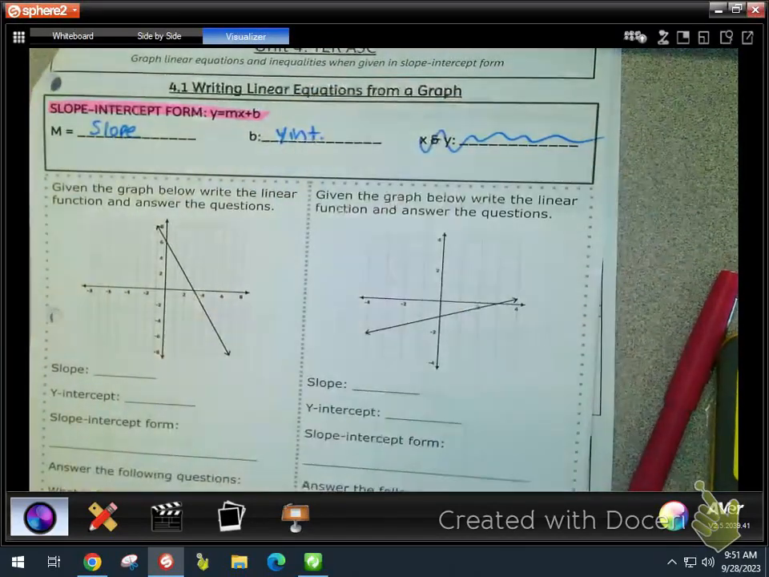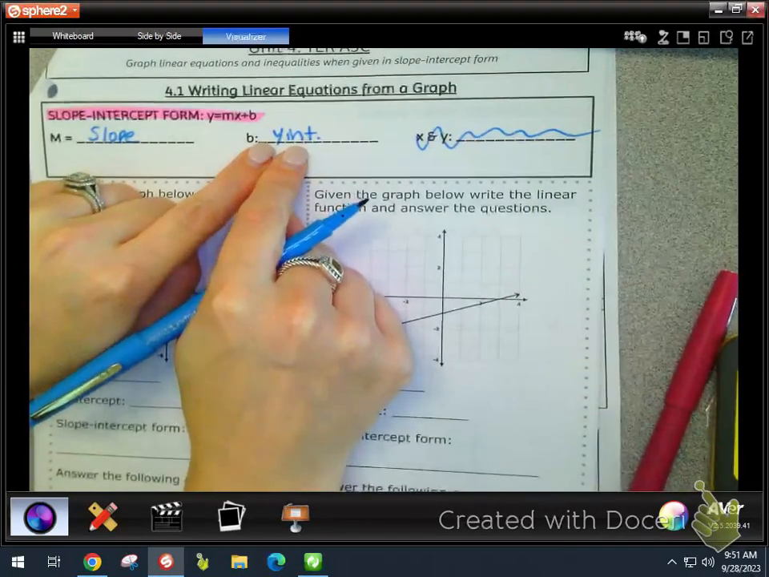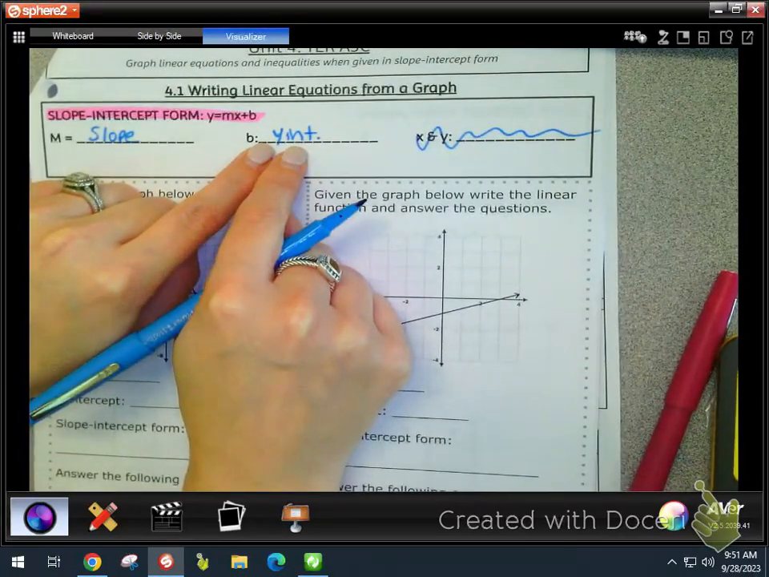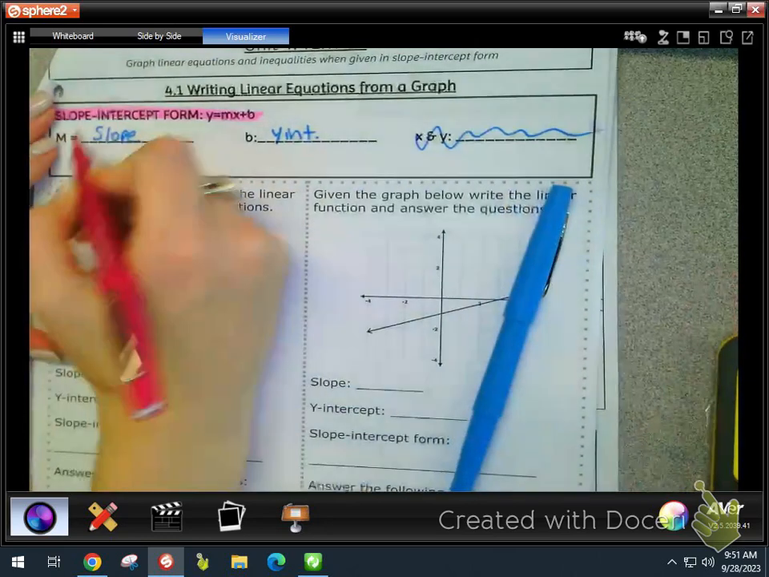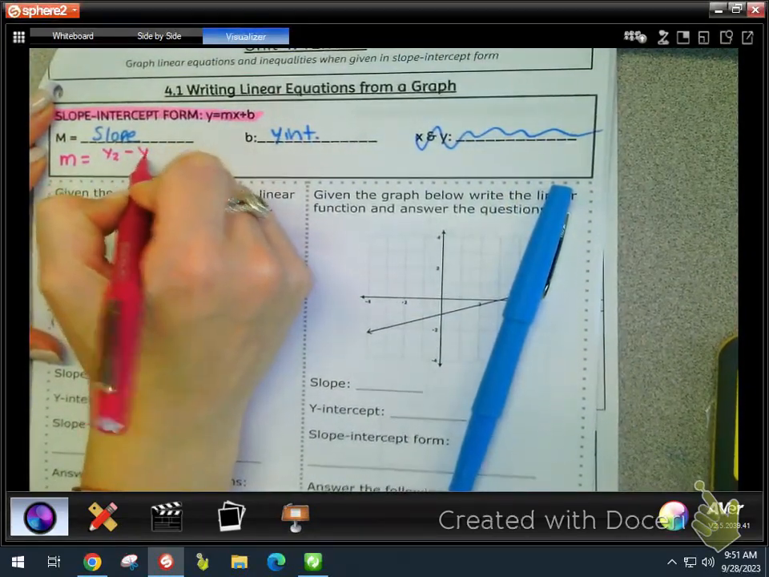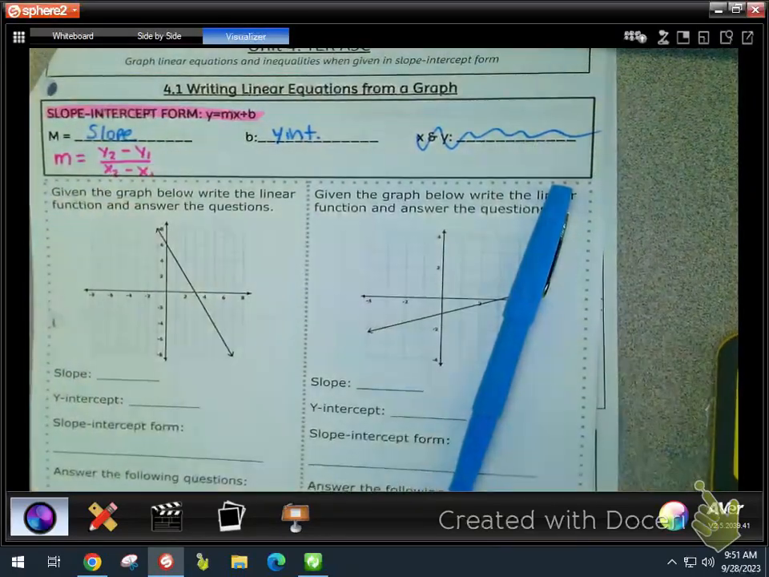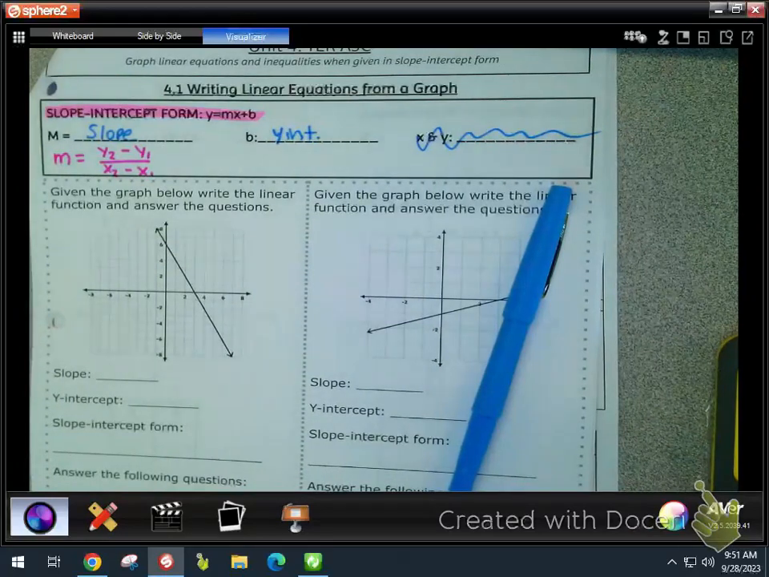Which one of those is faster to find? The y-intercept is going to be faster to find from a graph. Because how do we find slope? Let's write that down. How do we find slope? y2 minus y1 over x2 minus x1. Good, Daniel. Nice. So that's going to take a little more time, a little more work.